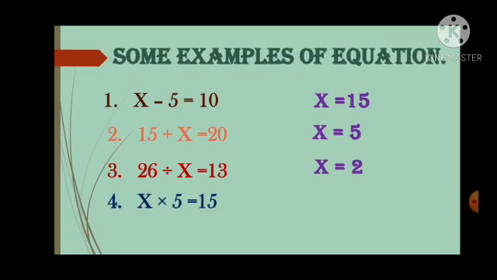Equation number 4: x multiplied by 5 equals 15. What number should be multiplied by 5 to get 15? So here your value of x will be x equals 3 to get the equation balanced. Means left hand side is equal to right hand side.